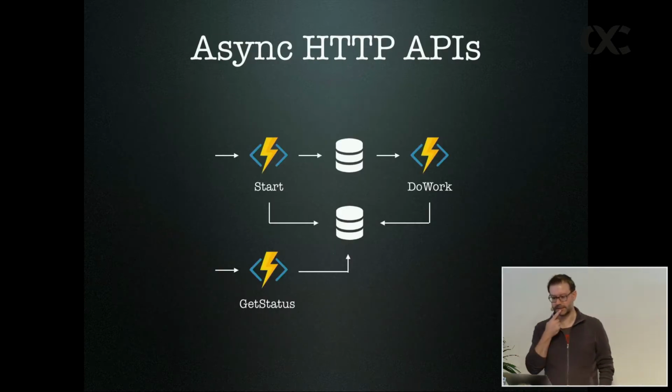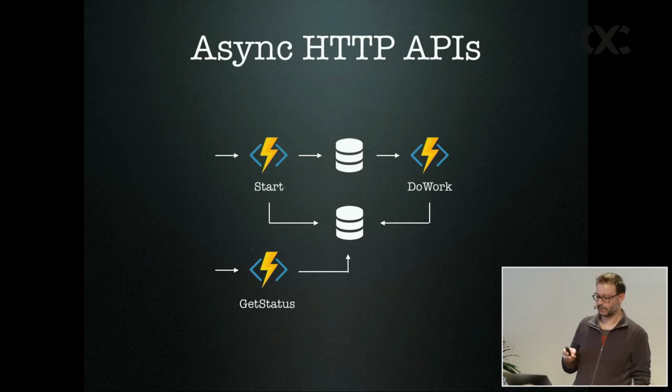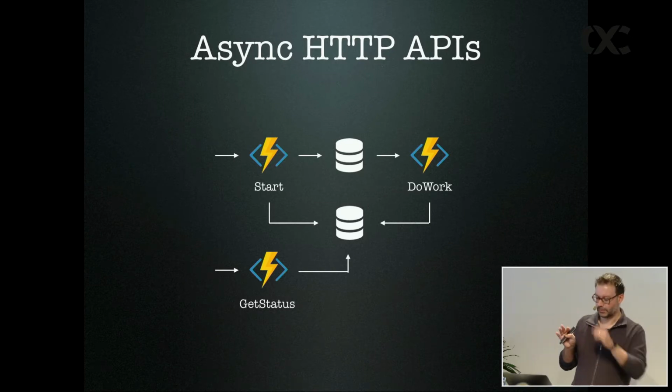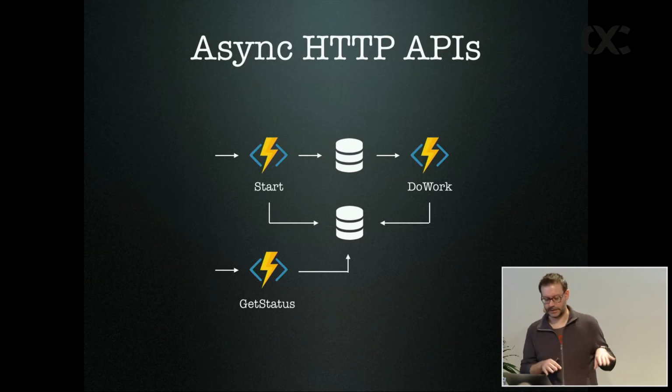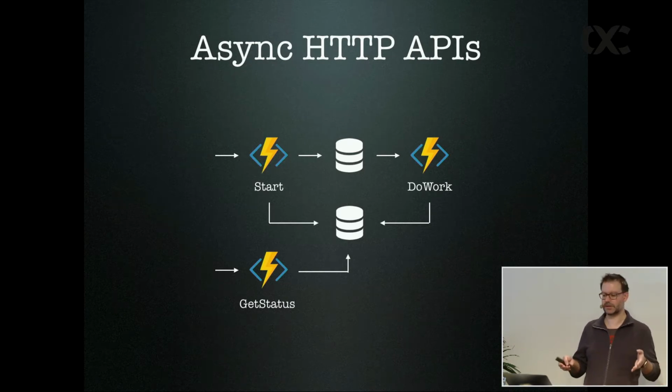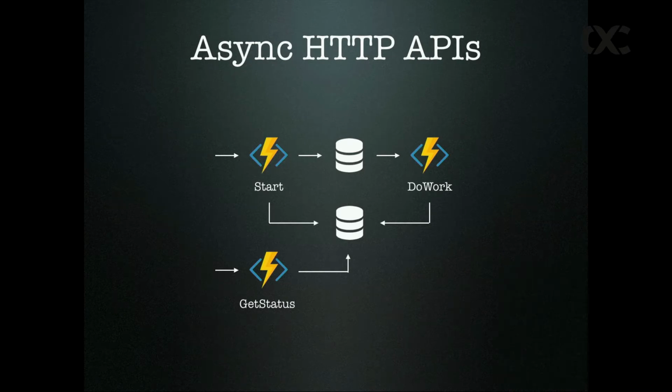Next pattern is Async HTTP APIs. That's a pretty specific pattern name, which is probably the principal pattern. We'll see that later in the example too. You start a process, but you don't want to wait because it's pretty long running. Maybe it's running, I don't know, 5 minutes. You have an HTTP caller there which has a 2-minute HTTP timeout, and he will definitely not wait for you until the orchestration finishes.